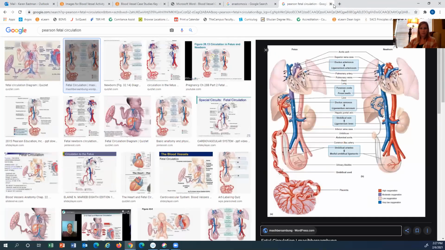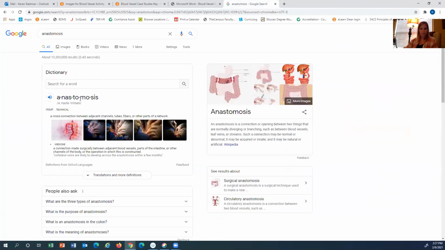Okay, so we get out of the fetal kind of stuff, and then anastomosis was the next thing that you wanted to take a look at. Yeah. When we look at the word anastomosis, we're going to talk about the Circle of Willis with this a little bit.